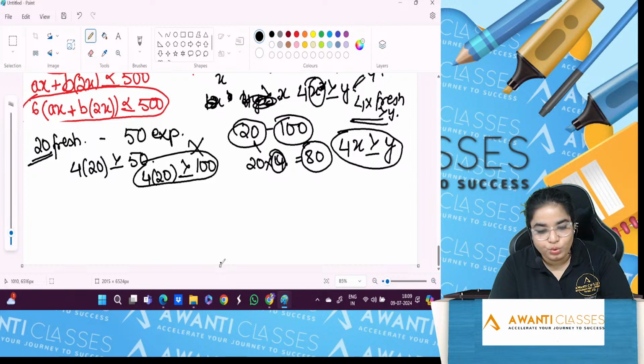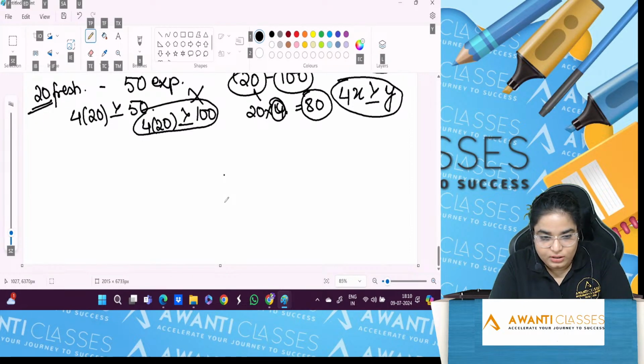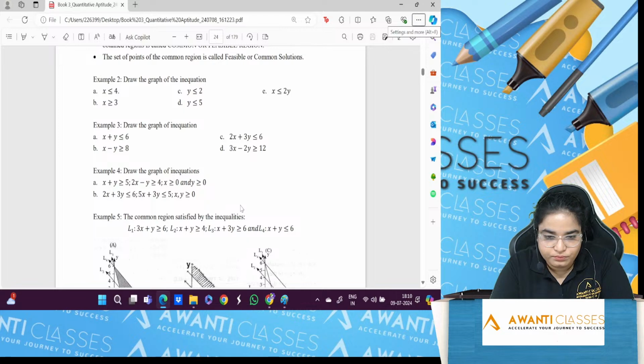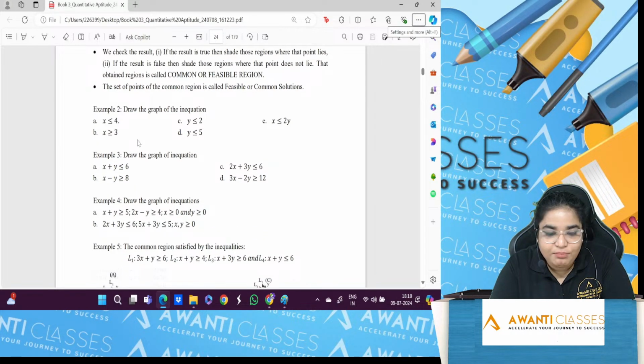Okay, cool. Now, when you are plotting in the graph, let us try some more plotting exercises and then we will go ahead. Now, look at this. Example number 2. Please look at example number 2.